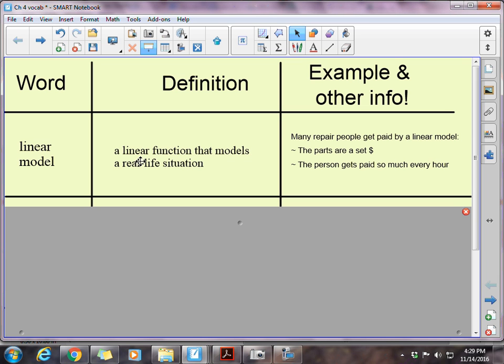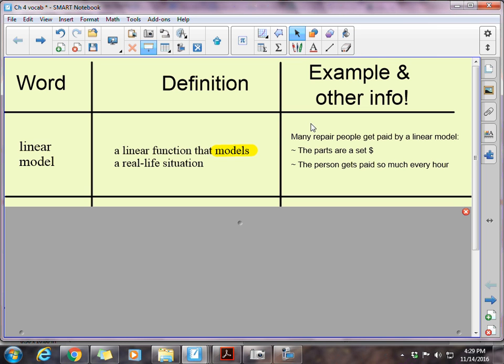First word, linear model. A linear function that models a real life situation. Anytime you see this word model, that's the important part. Model means that you're going to apply what you're learning to a real life situation. That's what mathematicians do in real life, they use math to model things that are happening in the world.